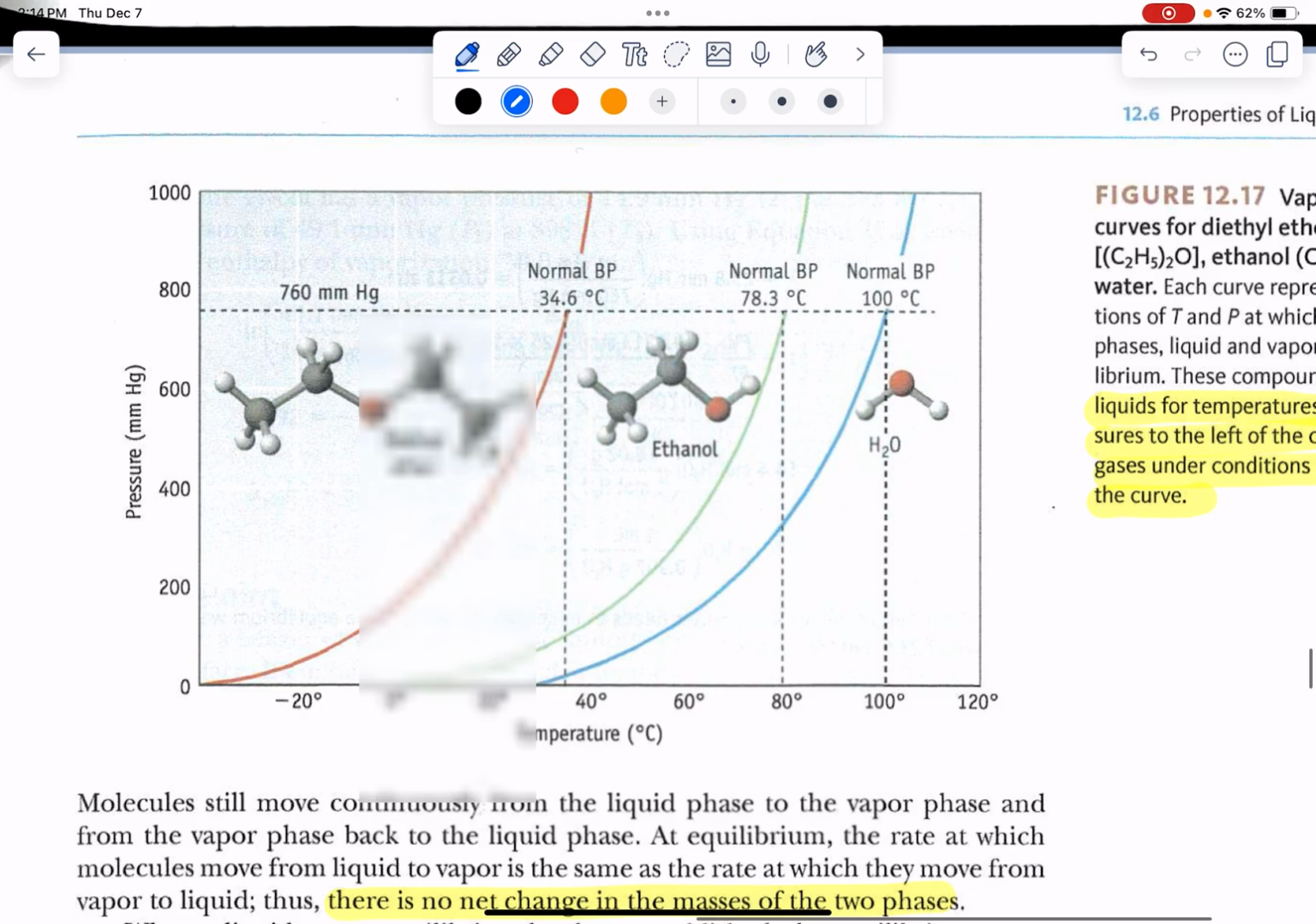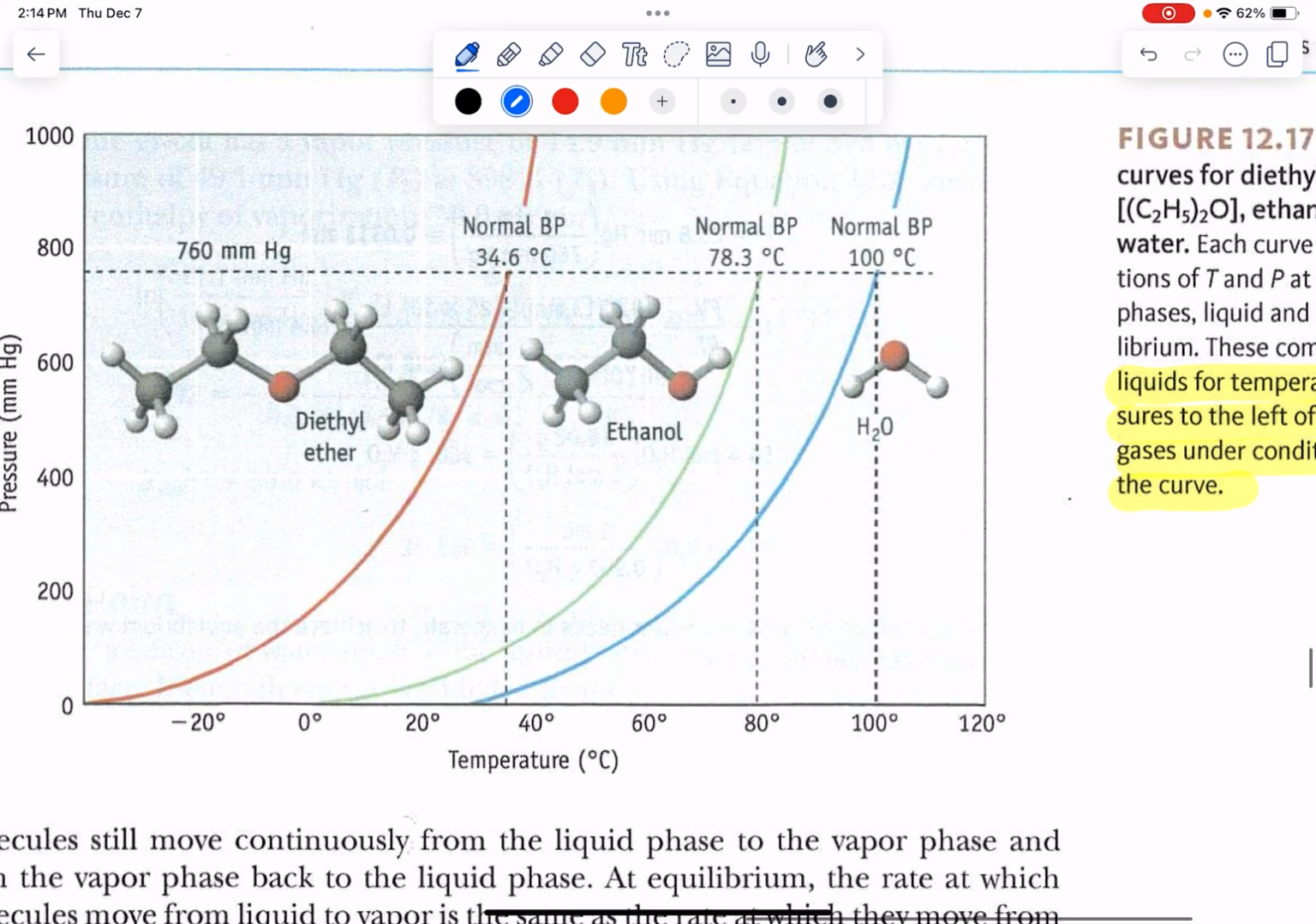When we look at three different liquids, we have diethyl ether, and if you look at this particular molecule, there might be an ever so slight polarity perhaps, but not much, because it's pretty much the same on the left side of the molecule as on the right side of the molecule. So this molecule is pretty close to being nonpolar.